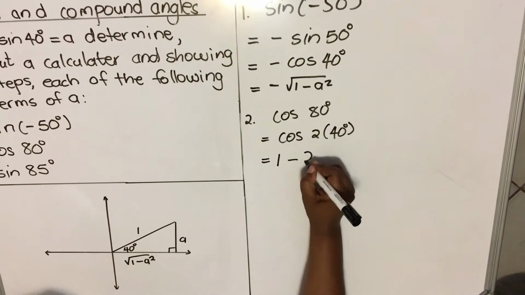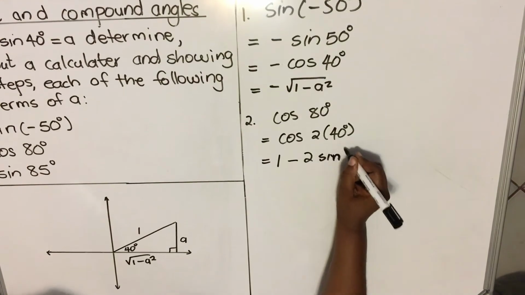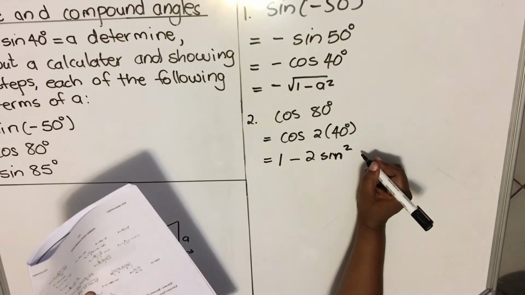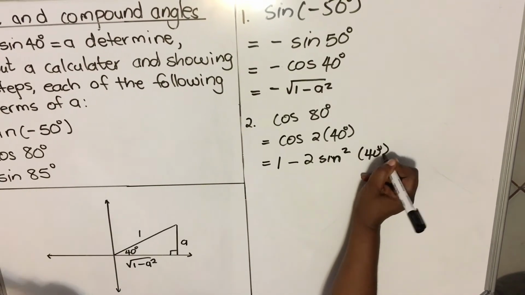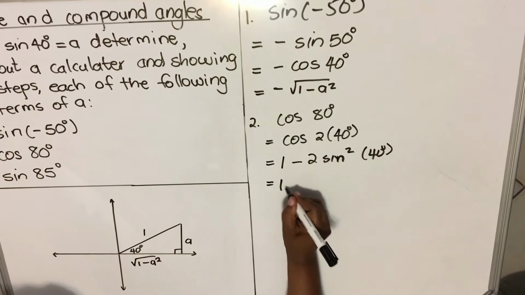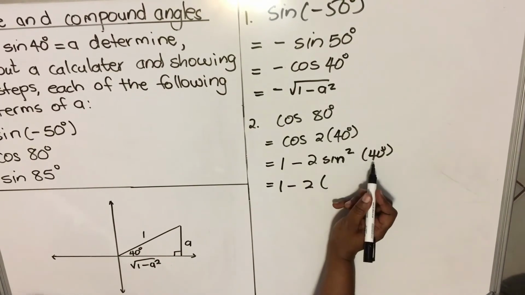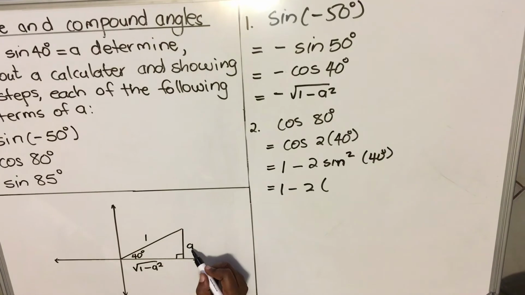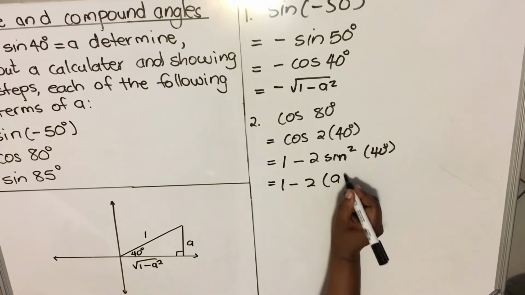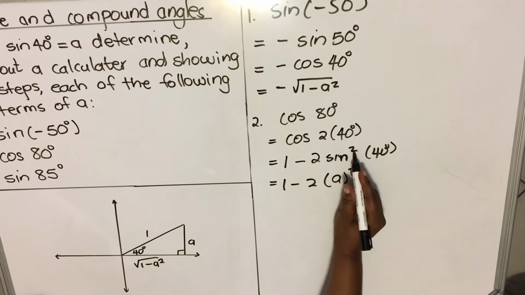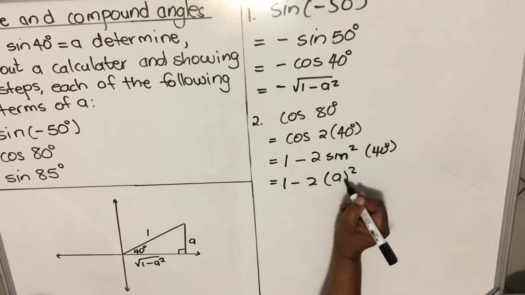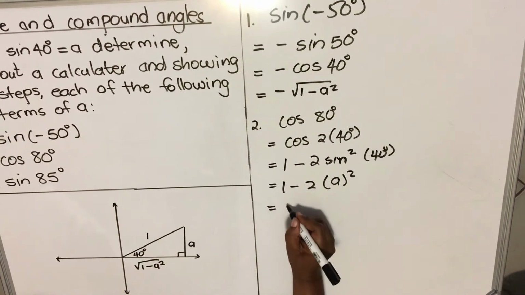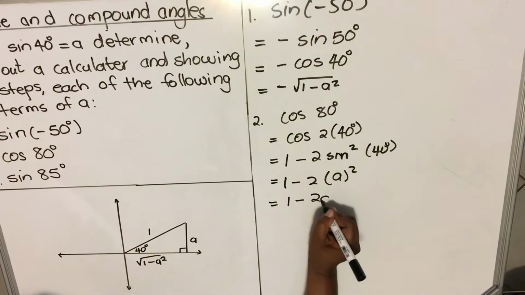1 minus 2 sine squared. My double angle is 40. Okay. Then it's 1 minus 2. What is sine 40? Sine is A. So it will be A squared. Because the ratio was squared, whatever answer I write, it will be squared. So my final answer will be 1 minus 2A squared.